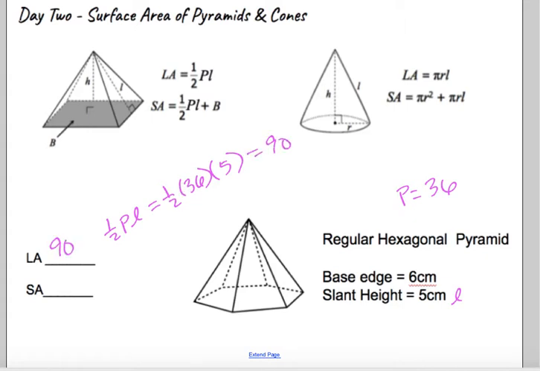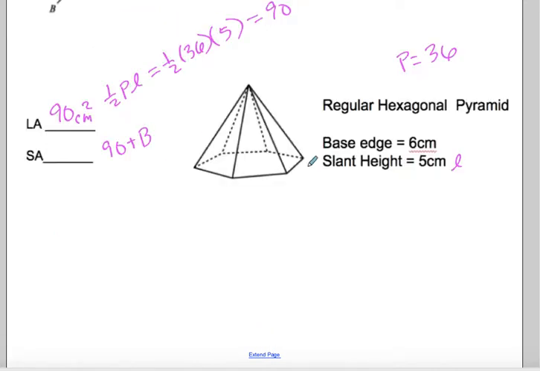So 90 centimeters squared is the lateral area, and the surface area is going to be to take your lateral area and to add the base. So now we just need to find the area of the base. So the area of the base, it's a hexagon. Forgive my terrible drawing of a hexagon.